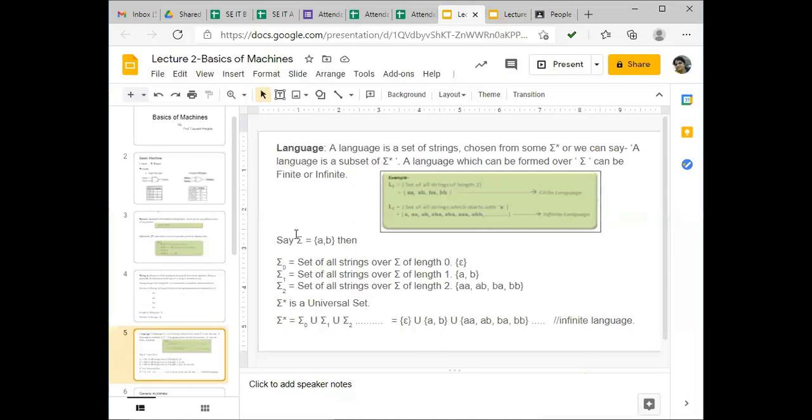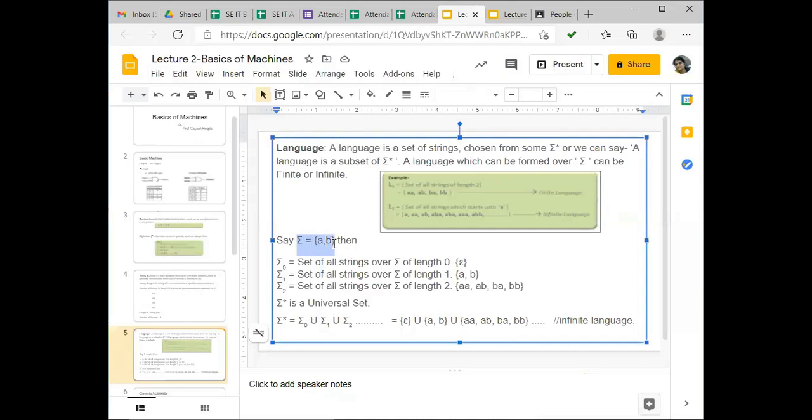So, as I said just now, if my alphabet is A, B, then what is sigma 0? It is the set of all strings over sigma of length 0, that is epsilon. We have seen length 0 is epsilon. What is of length 1? It is A, B, just A, just B. And the language is represented using flower brackets. Sigma 2 is the set of all strings over sigma of length 2. Length 2 we just saw: AA, AB, BA, BB.